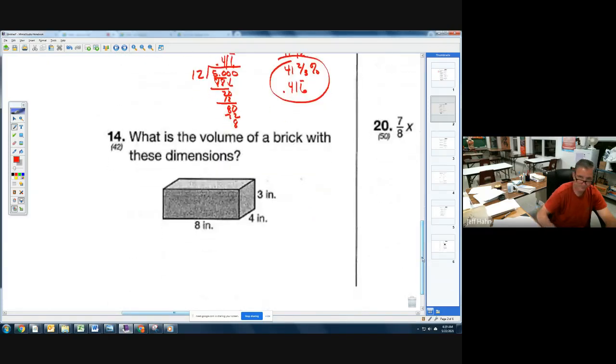Volume of rectangular prisms is very easy. You can just use length times width times height, and that's 8 times 4 times 3. 32 times 3 is 96 inches cubed.